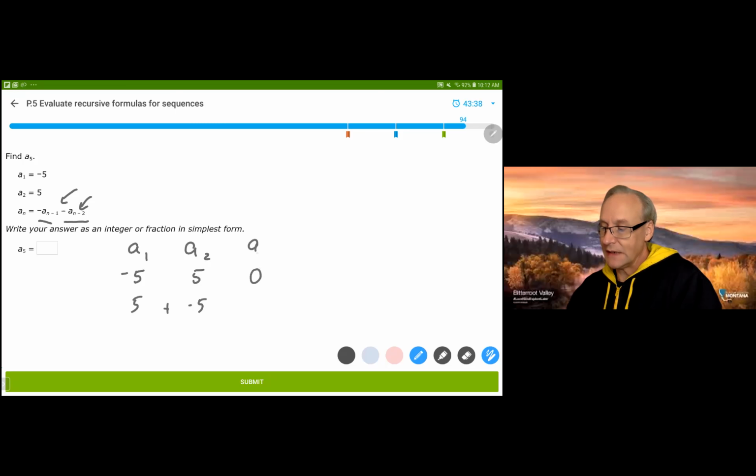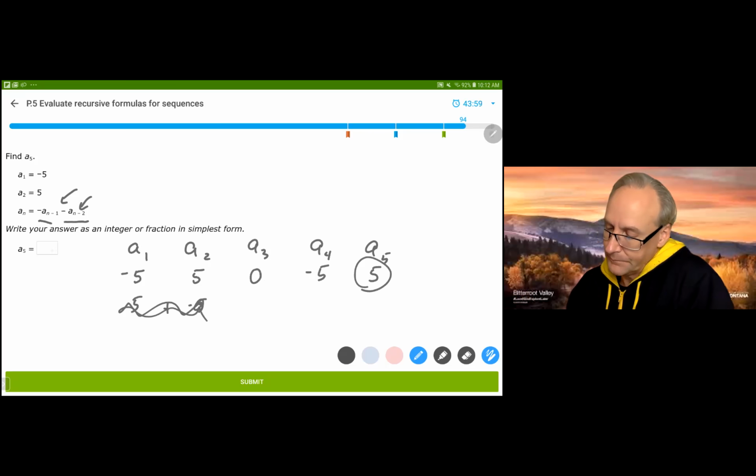Now, even if I had not changed the signs, I would still get the same thing. But now I have to be careful. So now I've got to make sure I change the signs and add them together. So change the signs and add, you get negative 5. Now A5, we have to change the signs and add, which is going to give us positive 5. And there it is.